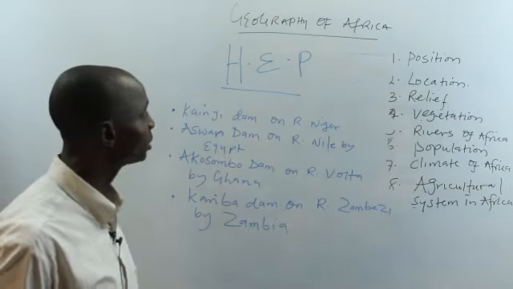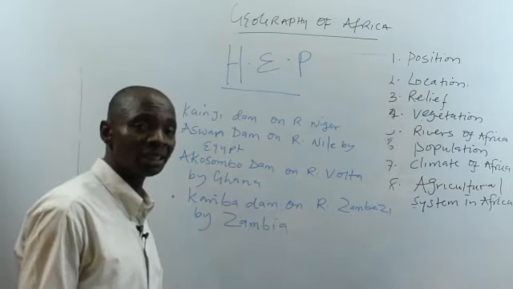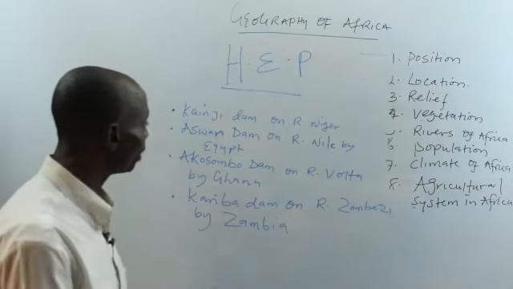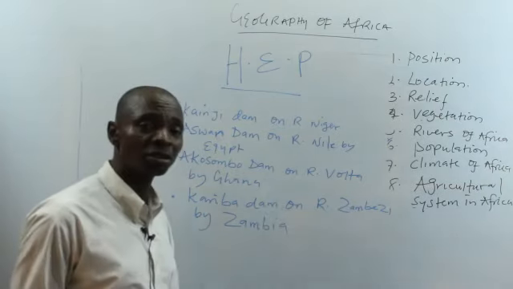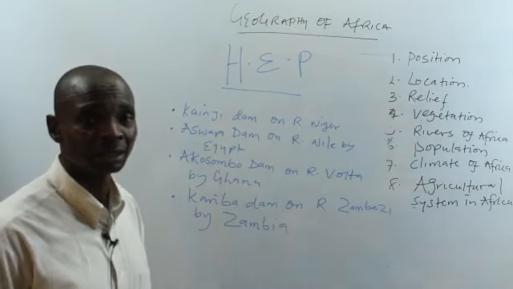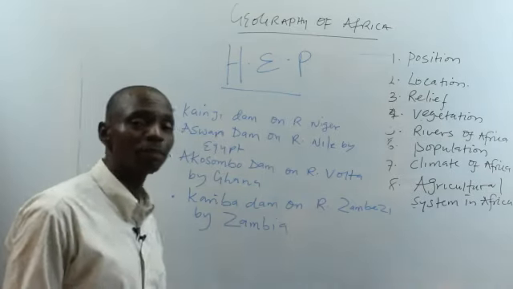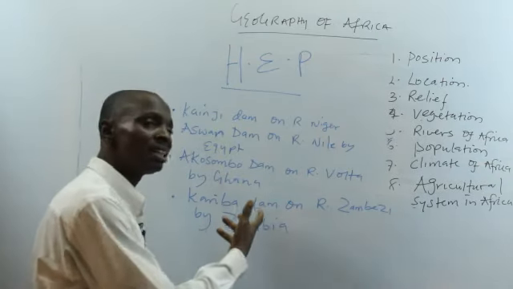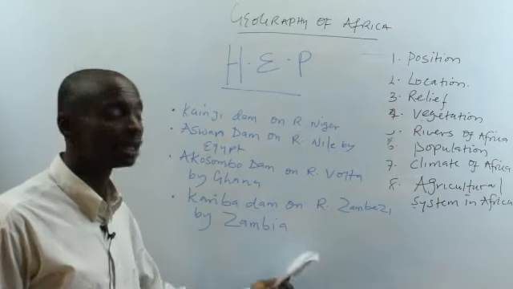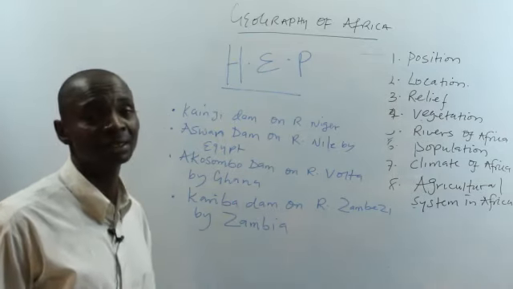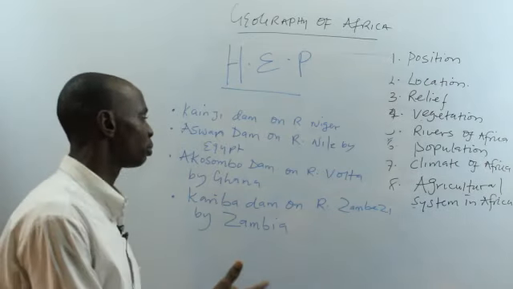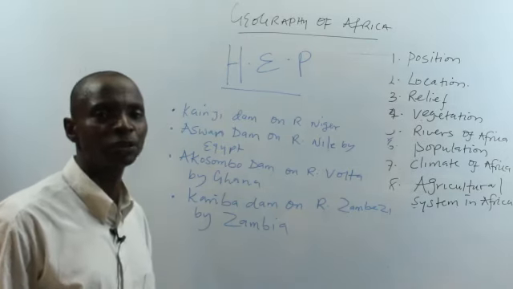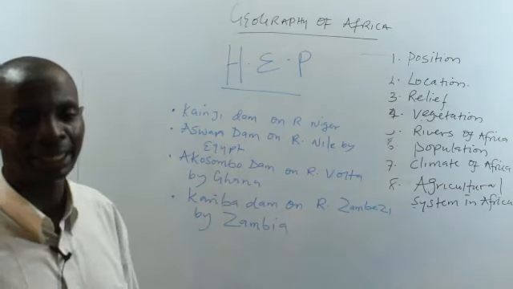So these are the problems of hydroelectric power, and the uses or the importance of it cannot be overemphasized. We talk about generation of electricity. Number two, we talk about employment. Number three, it can also increase the standard of living if it is fully utilized. So these are the importance and the problems militating against full utilization of hydroelectric power in Africa.